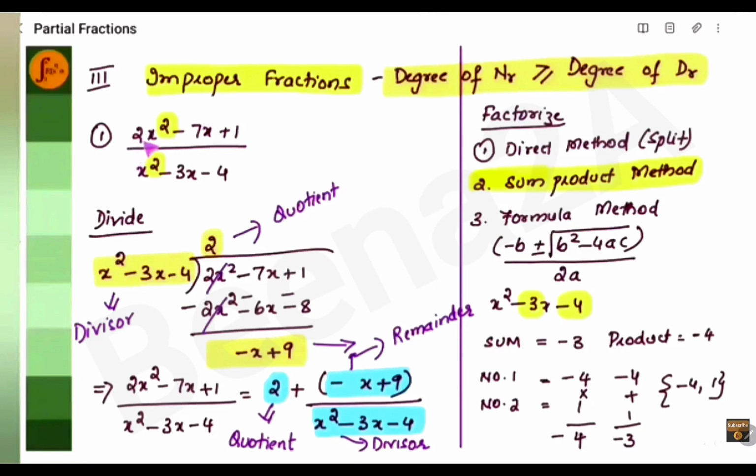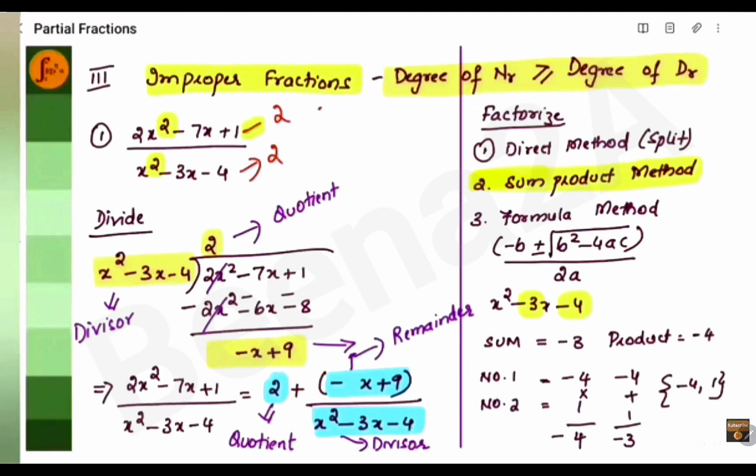Now, this is a function. What is the highest degree of x? Degree is the power, right? What is the highest degree? It is 2. Power of x is 1 and power of x square is 2. But the highest degree for this entire function is 2. For the numerator it is 2 and for the denominator also it is 2. So here the degrees are equal.